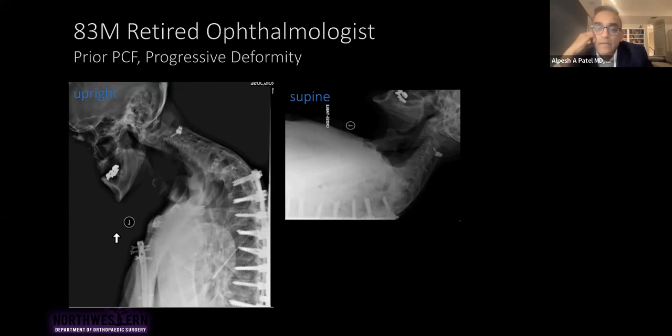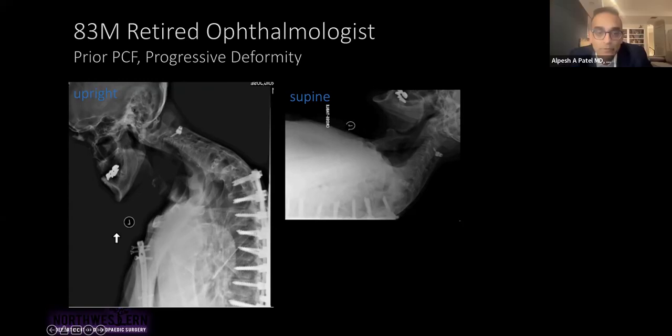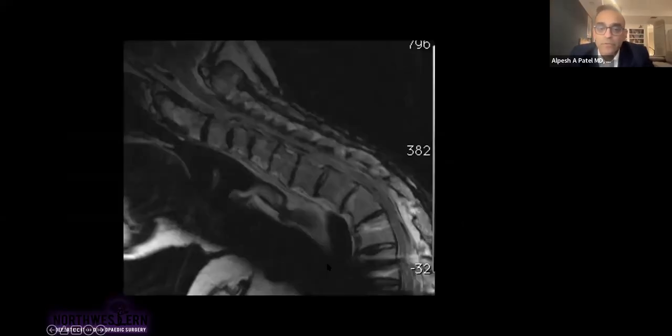So this would be fixed or flexible deformity, Gerlach. He's fixed. Fixed, right? Totally fixed. That thing's not moving whatsoever. And that's consistent with his prior fusion.